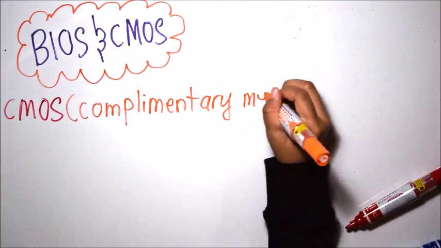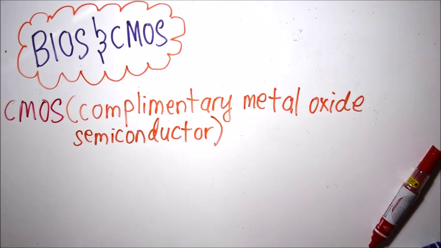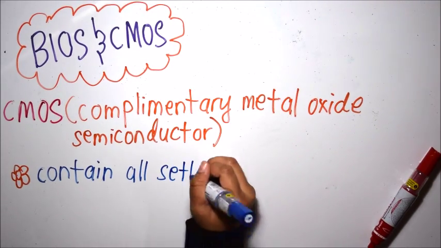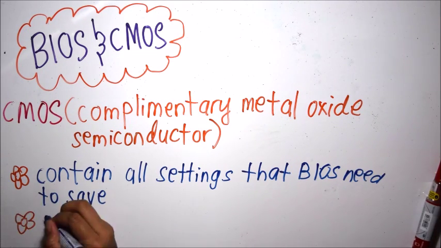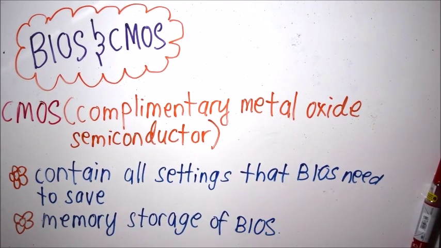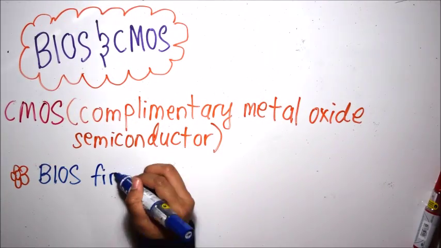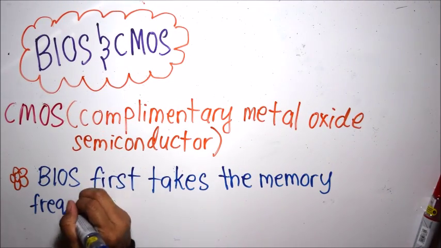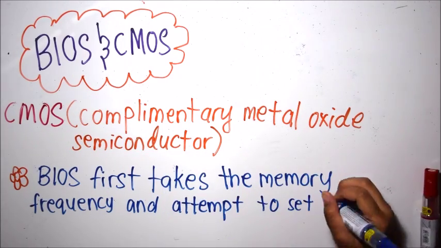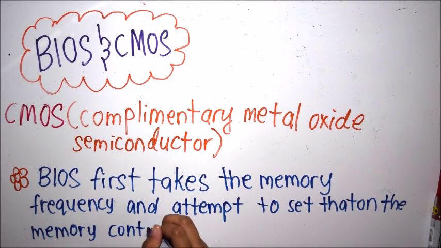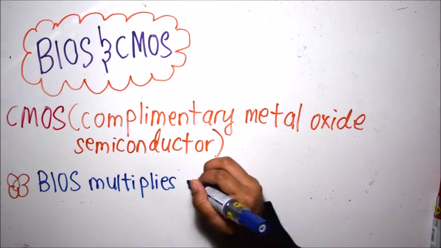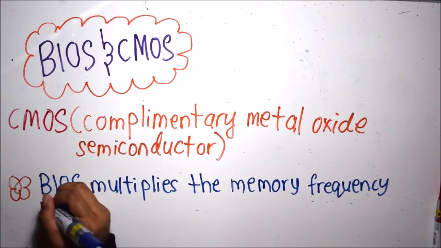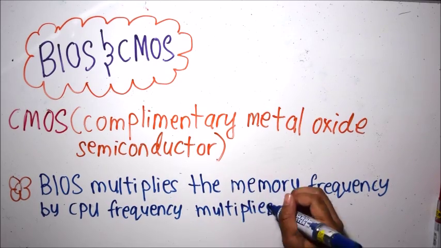So now let's move on to CMOS. CMOS is actually complementary metal oxide semiconductor. It contains all settings that BIOS needs to save. So basically, it is a memory storage of BIOS. BIOS will first take the memory frequency and attempt to set that on the memory controller. Then, BIOS multiplies the memory frequency by the CPU frequency multiplier.